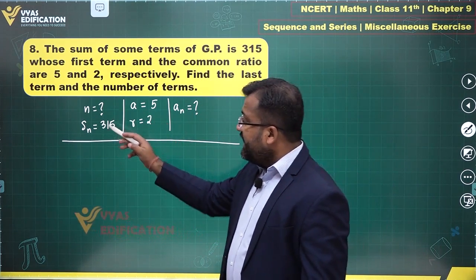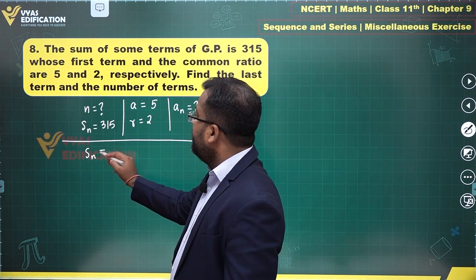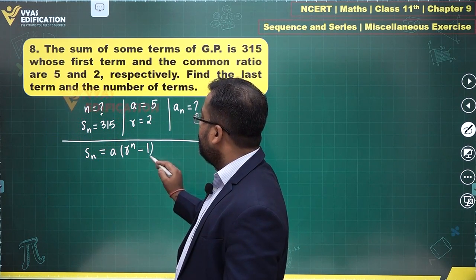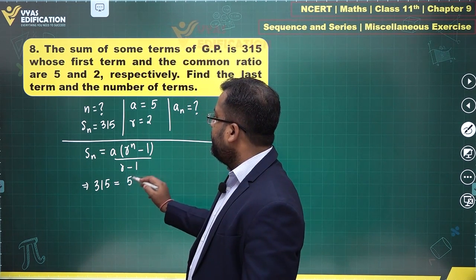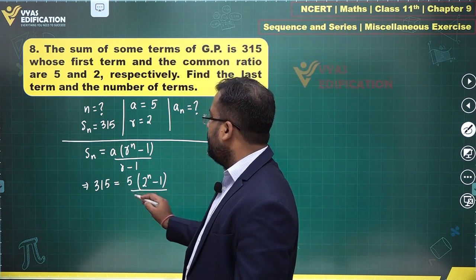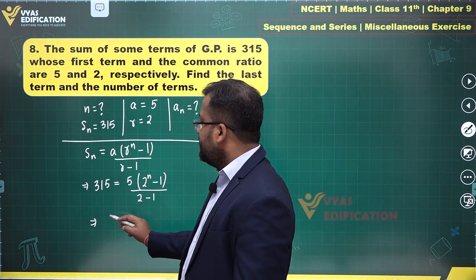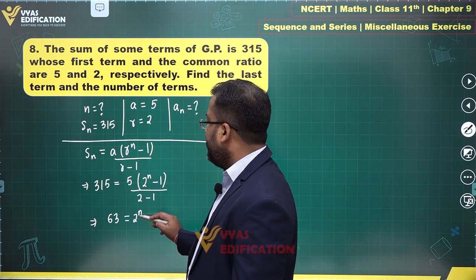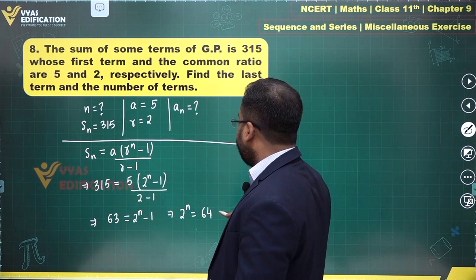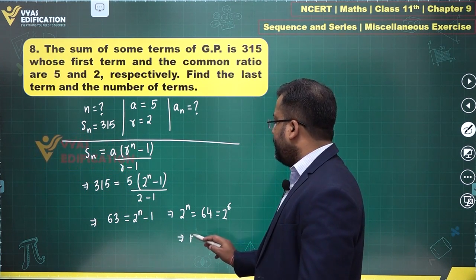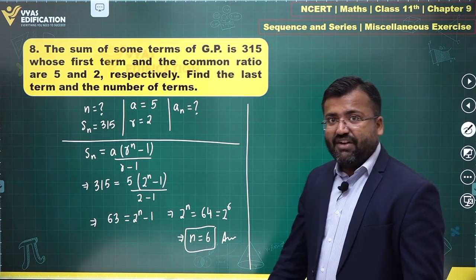Okay, we are given A, R and Sn. Can we apply this complete result to get the value of n? Yes. Sn is A, R power n minus 1 upon R minus 1. That tells me 315 will be equal to 5 times 2 power n minus 1 upon 2 minus 1. Now 315 divided by 5, what will that be? This is 63, which is 2 power n minus 1. So that tells me 2 power n is 64, which is also equal to 2 power 6, and that implies n will be simply equal to 6. That's my first part. We have found n, the value of n.